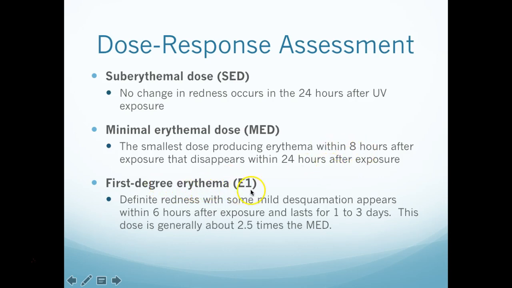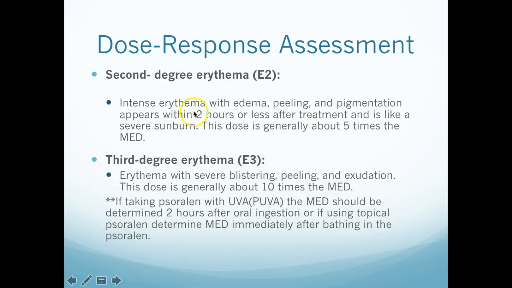First degree erythema, that's E1. That's definite redness with some mild desquamation. It appears within 6 hours after exposure and lasts for 1 to 3 days. That's the mild sunburn we get when we forget to put sunscreen on. This is generally about 2.5 times the minimal erythemal dose. Second degree is when you start to get the edema, the peeling, or that hyperplasia that we talked about, 2 hours or less after treatment. That's the more severe sunburn, and that's about 5 times your minimal. Then we go on to the third degree burn, where you have the blistering, the peeling, and you get oozing, that's exudation, usually about 10 times the MED.